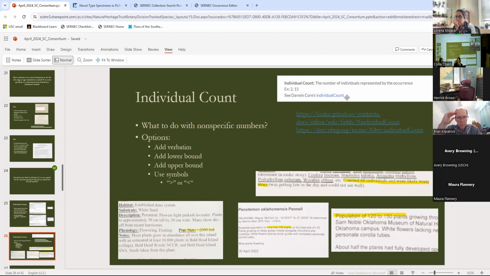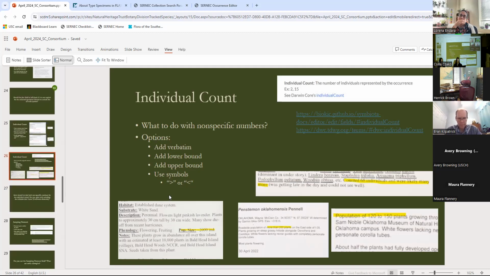So yes, it's being recorded verbatim into the note/occurrence remarks, but do we want to put anything like this into the individual count? Like, we can just add the verbatim. We can add the lower bound, we can add the upper bound, we can use symbols to indicate, because it's a text field. And I hesitate because of what Herrick said, that the symbols I think will be stripped out. But then, do you add the lower bound? This is something that I genuinely don't have an answer or an opinion for you guys.